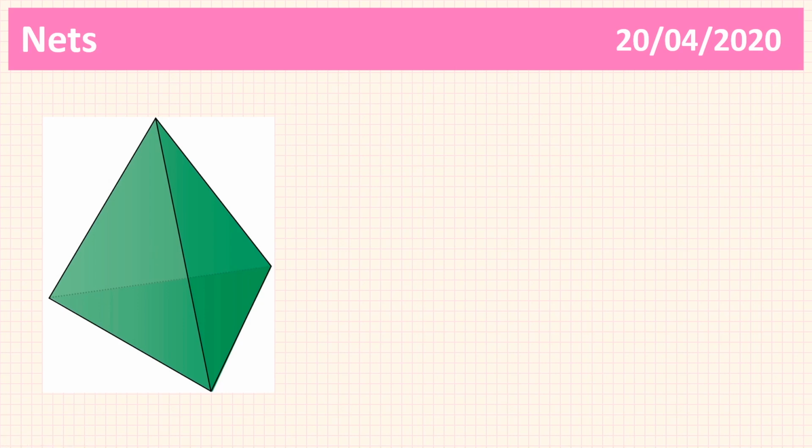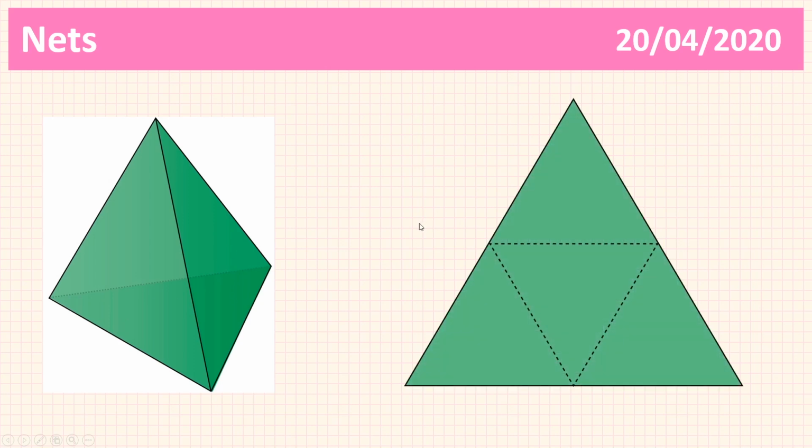Now, what would that look like if you were to unfold it? So the base would be a triangle. So the middle bit would be a triangle. And then you'd have 1, 2, 3 triangles coming off the edges. It would look something along the lines of this. So this middle triangle would be the base. And these would fold along the dotted lines to make your triangle-based pyramid.